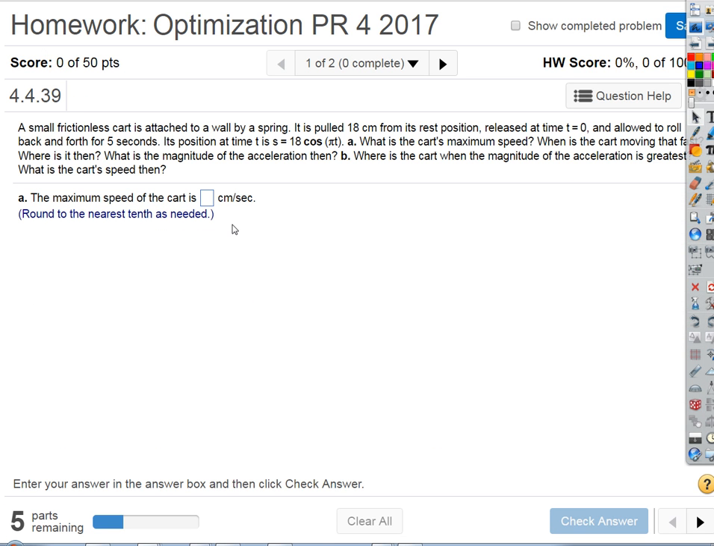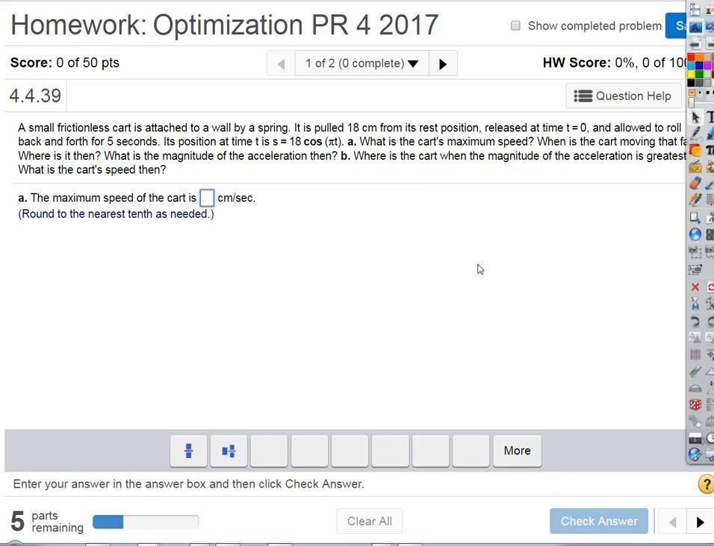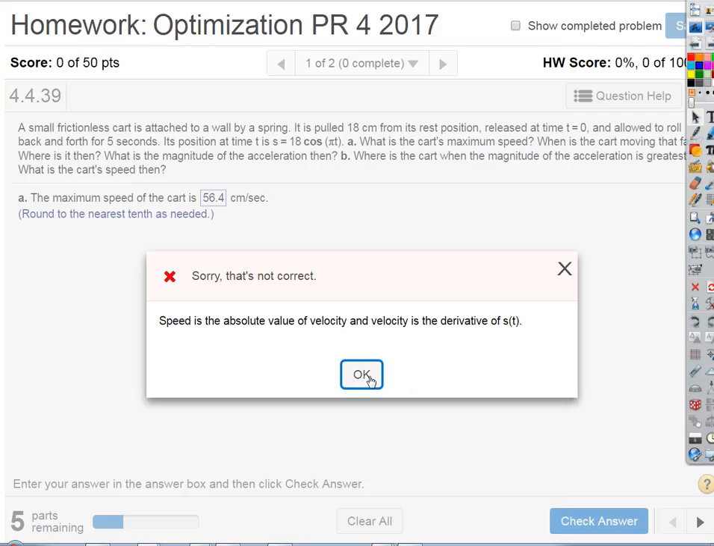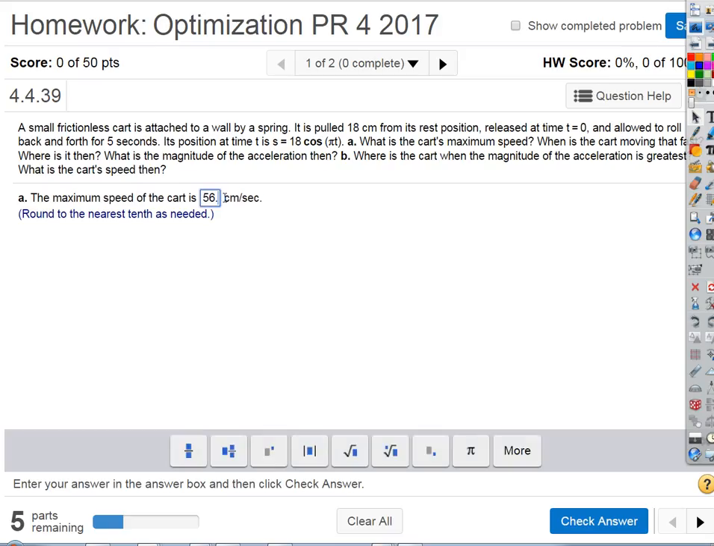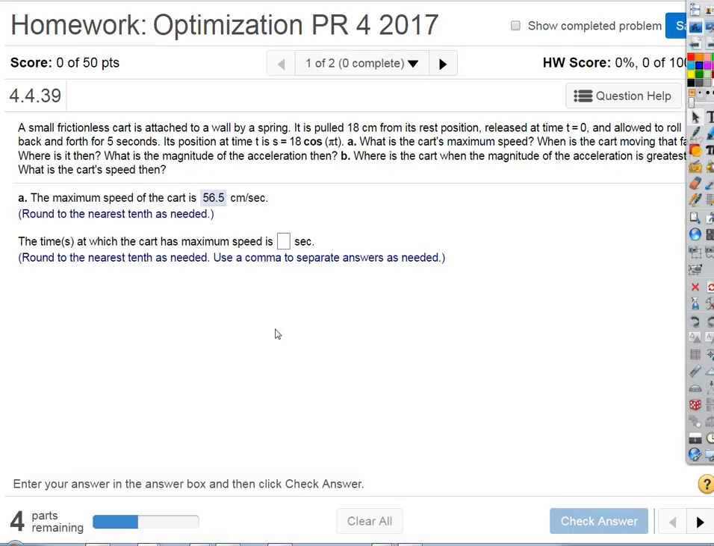The next two are the maximum speed of the cart, which is just going to be 18 pi squared for me, right? 18, just pi. So 56.4. Oh, 18 pi, right. So what is that? 56.4. Okay, so I have to check. No, it's 56.5. Oh, yeah, I'm sorry. Crank. Okay. Nice work.